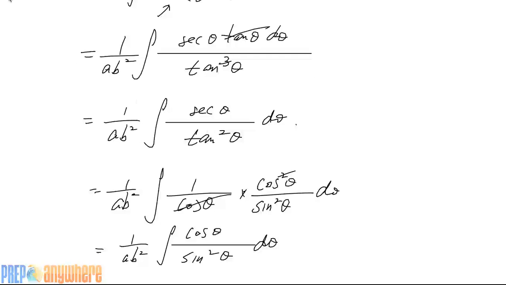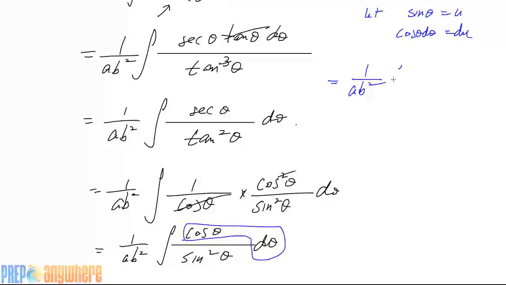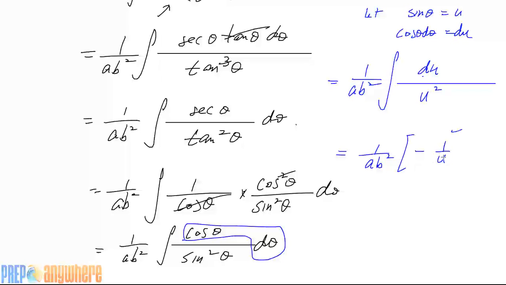Now here let's let sine of theta equal u. Then cosine of theta d theta is equal to du. So we have 1 over a b squared times the integration of du on top, and at the bottom we're going to get just u squared. So the antiderivative of that is just going to be minus 1 over u.